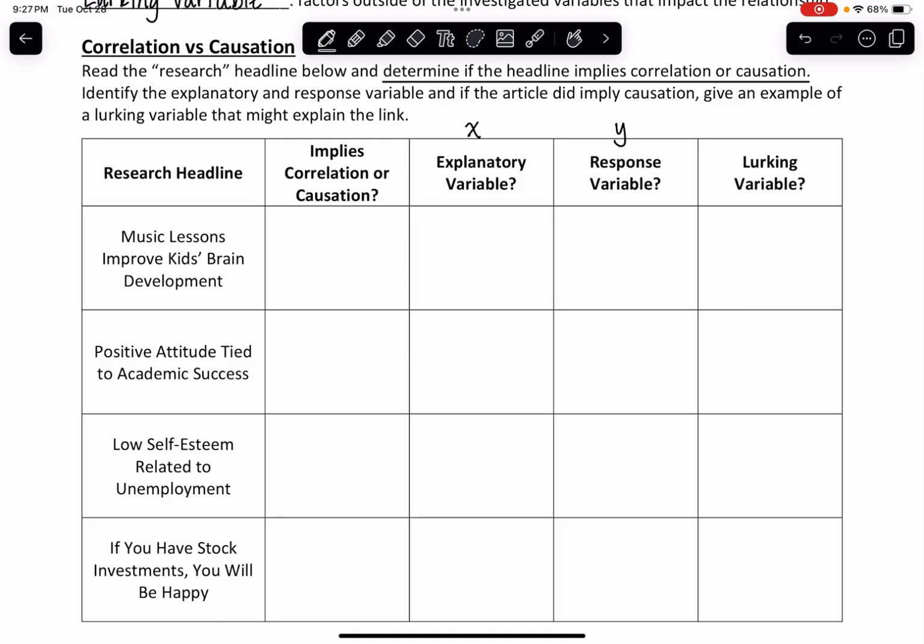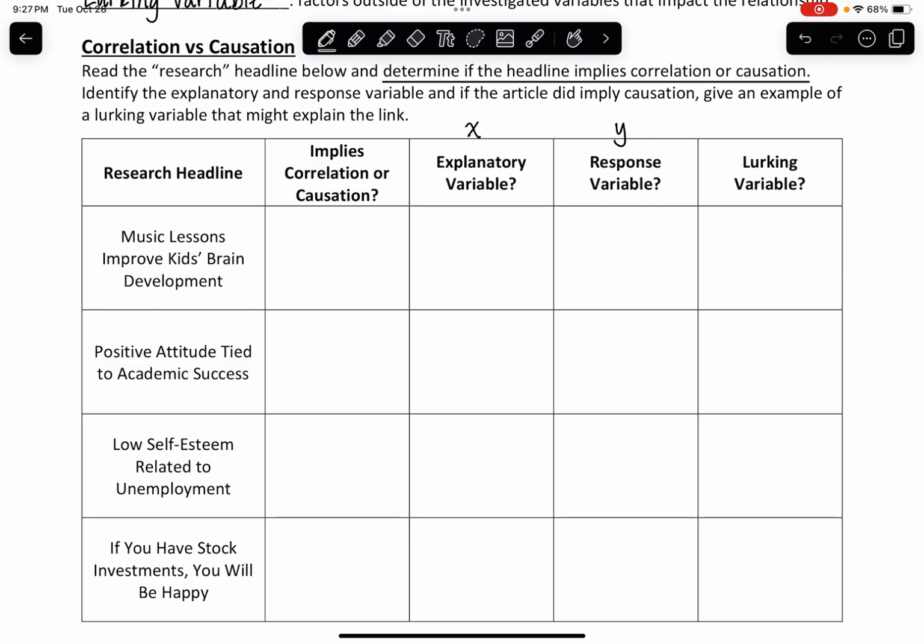So go ahead, pause it, try them for yourself, and then unpause the video and check and see how you did. If you didn't do well, please don't panic. These are just notes. I just want to give you guys an opportunity to see how much you remember and how much you know right now.